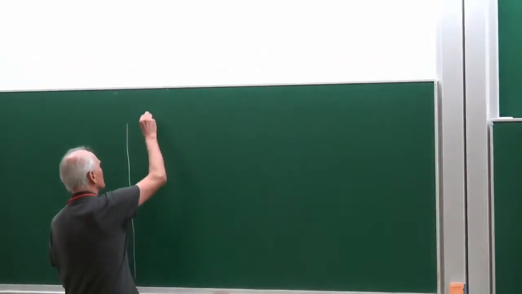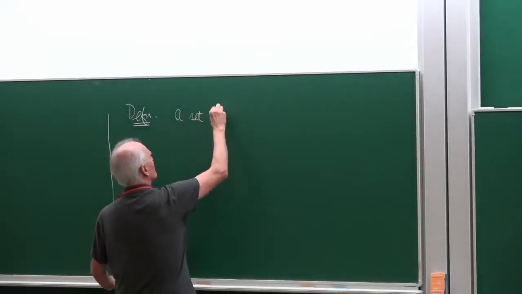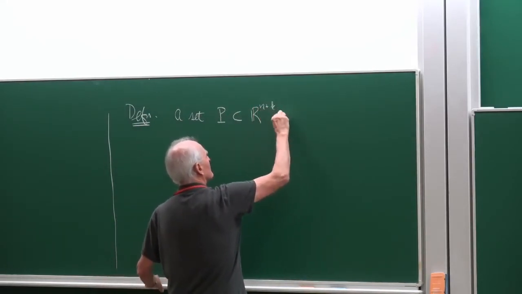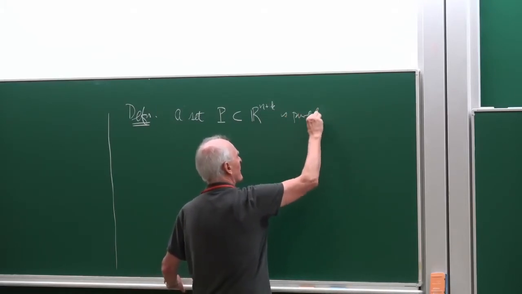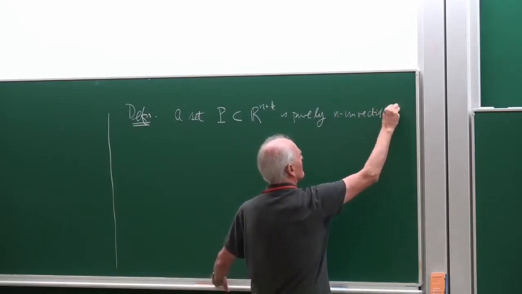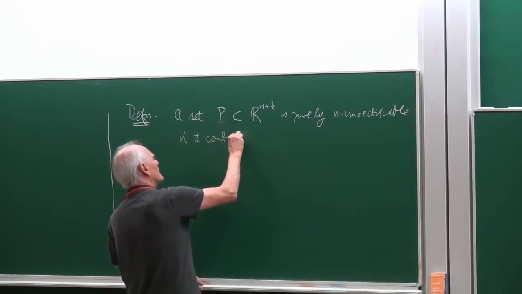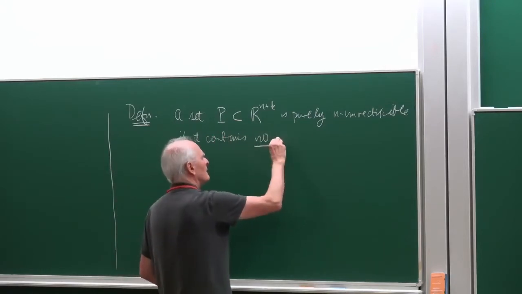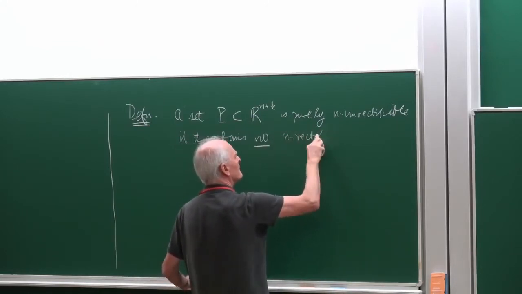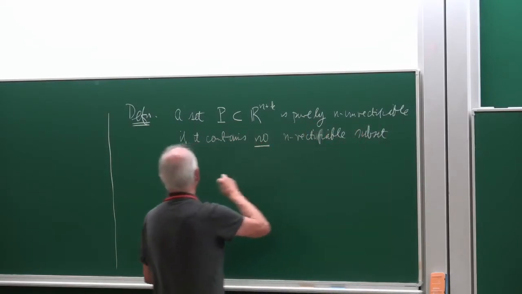So the first thing, definition: a set P contained in R^(n+k) is purely n-unrectifiable if it contains no n-rectifiable subset of positive measure.